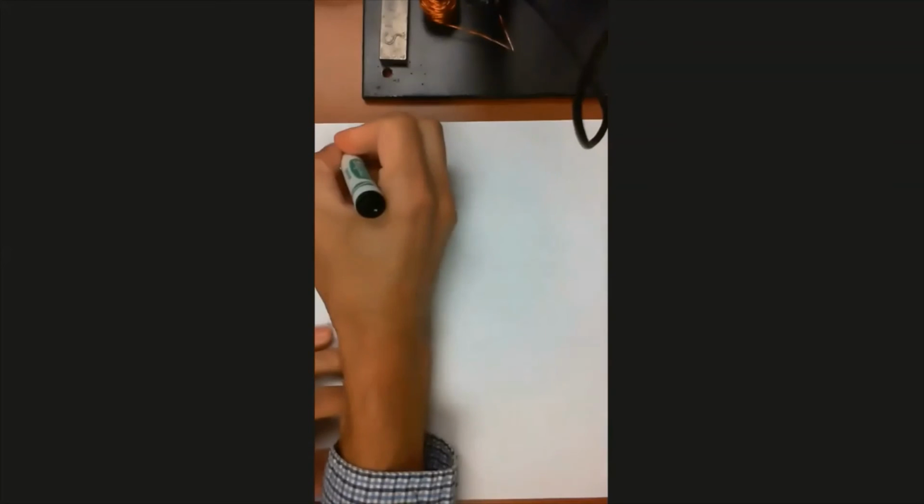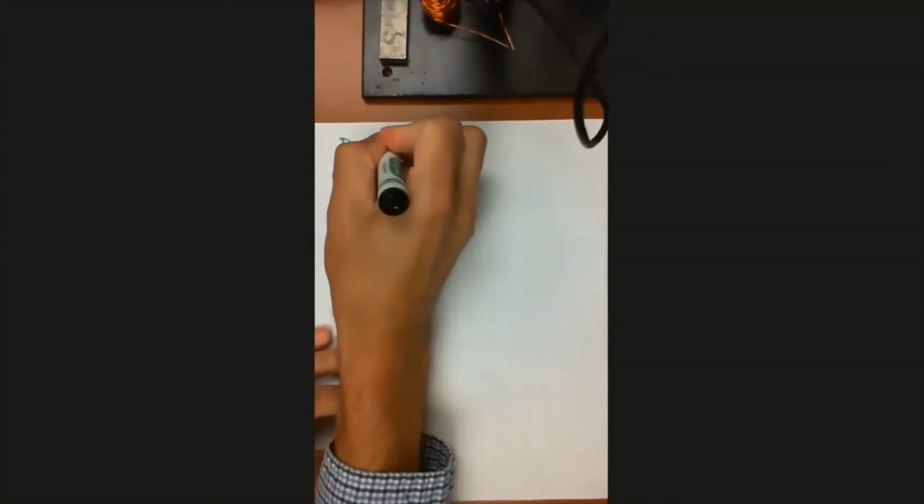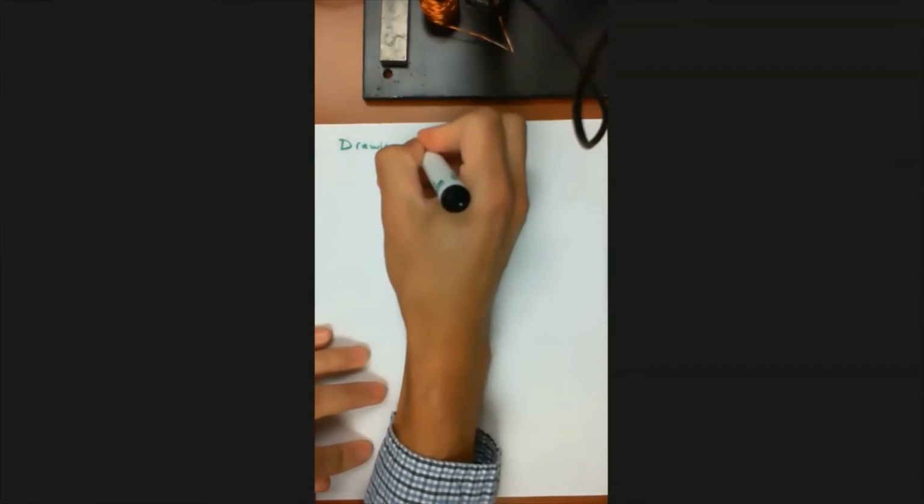So I think you're starting to get a picture of what the shape of magnetic fields looks like, but there are a few more things that you need to keep in mind as you're drawing magnetic fields. So let's talk about that now. So when drawing magnetic fields, there are a couple of rules.